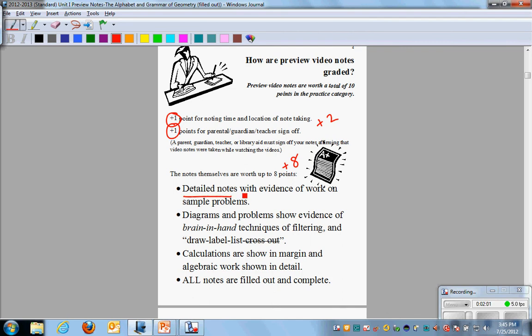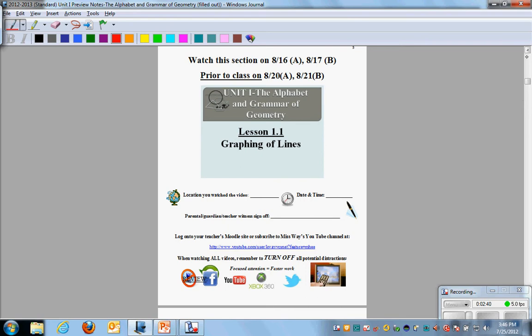And then 8 points for these 4 items. 1, you need to take detailed notes. You need to have evidence of work if there's a problem that requires work. Diagrams should show evidence of what's called brain and hand techniques. We'll be talking more about that in class. If you touch a calculator, you need to write down the calculations in the margin. Also show any algebraic work that you do, so solving for x. Basically, all the notes need to be filled out and complete. If you have all of these items, that's 8 points plus the 2 points, 10 points. These will be checked at the beginning of class each time you arrive to class.